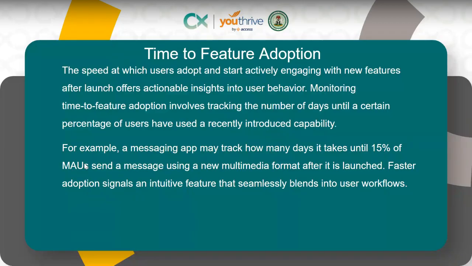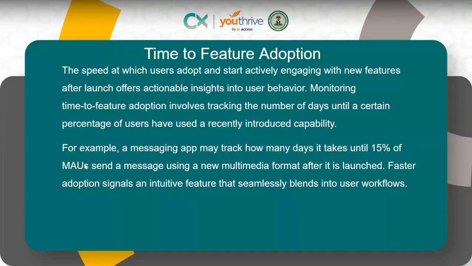Right. So monitoring the time to feature adoption involves tracking the number of days until a certain percentage of users have used a recently introduced capability or feature. For example, a messaging app may track how many days it takes until 50% of the monthly users send a message using the new multimedia format after it launched. Faster adoption signals an intuitive feature that seamlessly blends with the user workflow. So you guys get that.